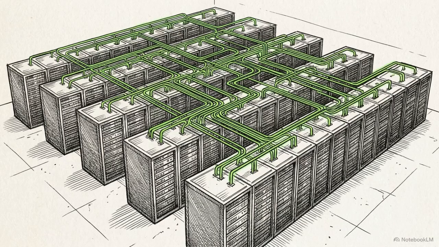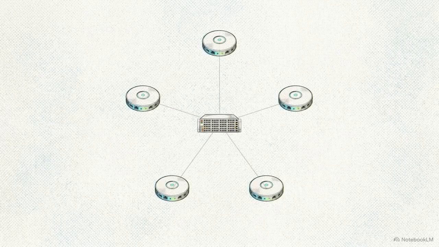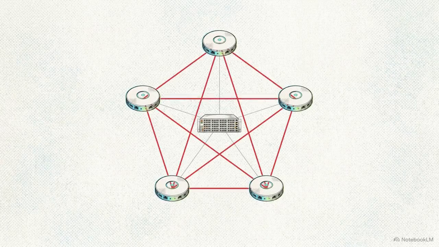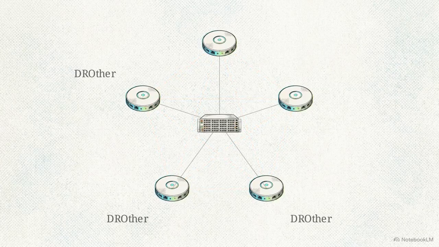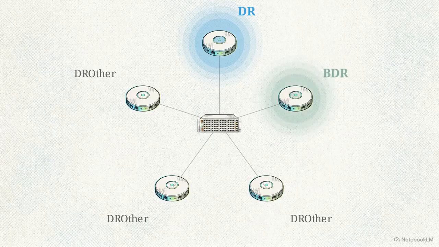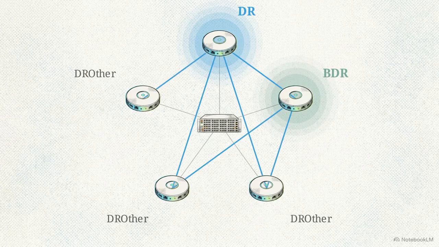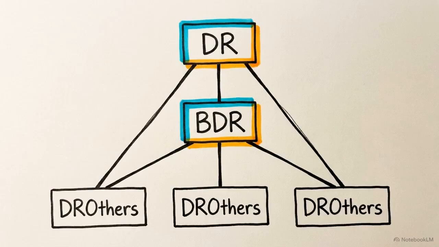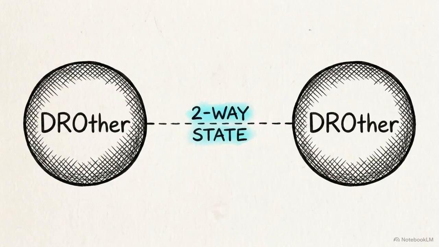On a shared segment with multiple routers, a full mesh exchange creates high volumes of redundant traffic as devices attempt simultaneous updates. OSPF manages this by electing a designated router, DR, and backup designated router, BDR. Standard routers on the segment, known as DR others, only form a full adjacency with the DR and BDR. These DR others remain in a two-way state with each other. They acknowledge neighbors but do not exchange raw LSA updates directly, preventing redundant flooding.